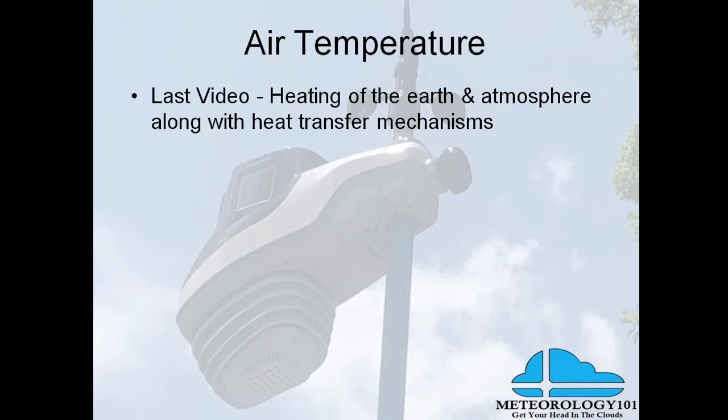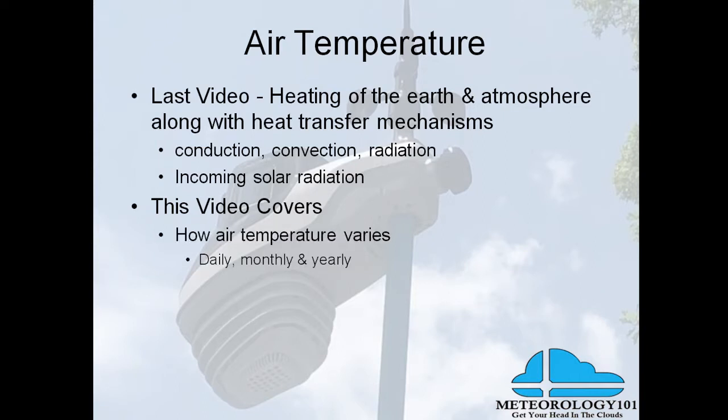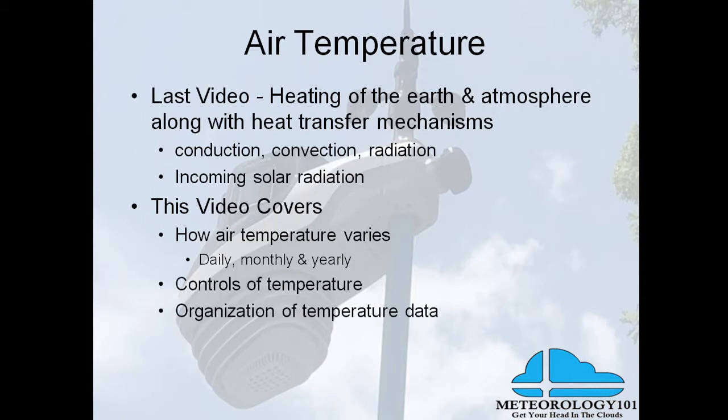So, air temperature. In the last video, we talked about heating of the Earth and the atmosphere, along with heat transfer mechanisms. So, how heat transfers: conduction, convection, radiation, and incoming solar radiation. If you haven't seen that video, go back and watch that one on heating of the Earth and atmosphere. In this video we're going to cover how air temperature varies daily, monthly, and yearly, controls of temperature, organization of temperature data, and measuring air temperature with instruments.